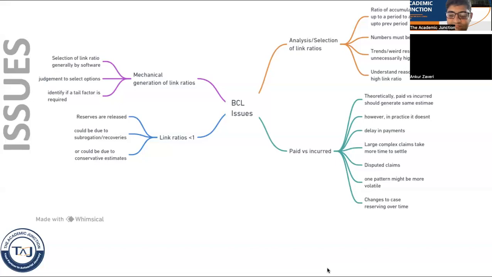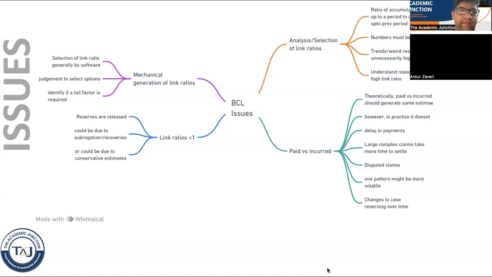So in the paid triangle, it could occur because of some salvage amounts that we have received. Also in incurred, it occurs if the claims get cancelled or closed without payments. Correct. But my point is, don't qualify it as just a paid thing. It's also an incurred thing, right? So it can happen anywhere, because at the end of the day, incurred is nothing but paid plus outstanding, right?